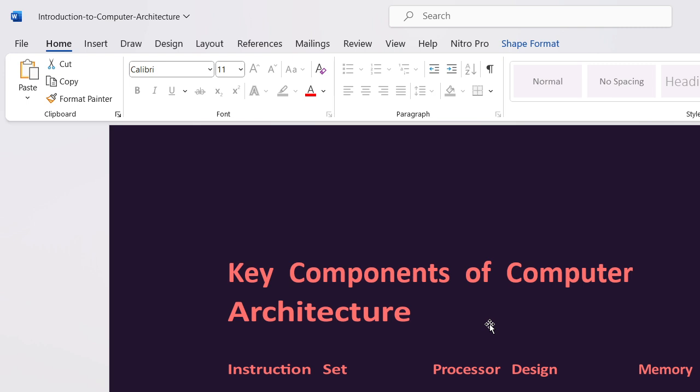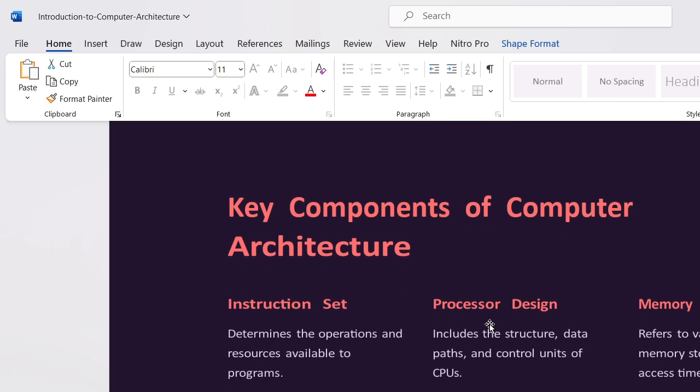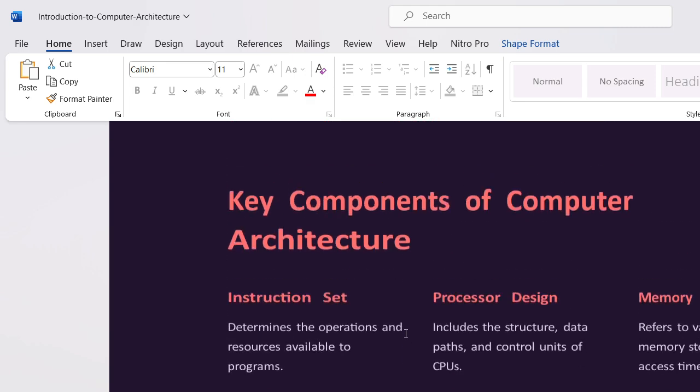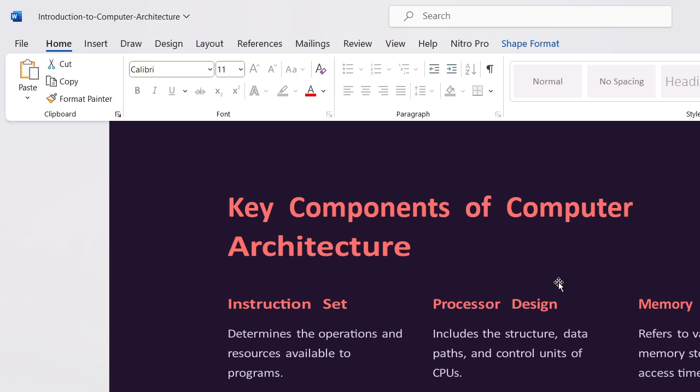So, what are the key components of computer architecture? The first is instruction sets. They recognize the operations and resources available to the program. The second is processor design. It includes the structure, data paths, and control units of the CPUs. And the third is memory hierarchy. It refers to the various levels of memory storage and their access times. So those are the key components of computer architecture.